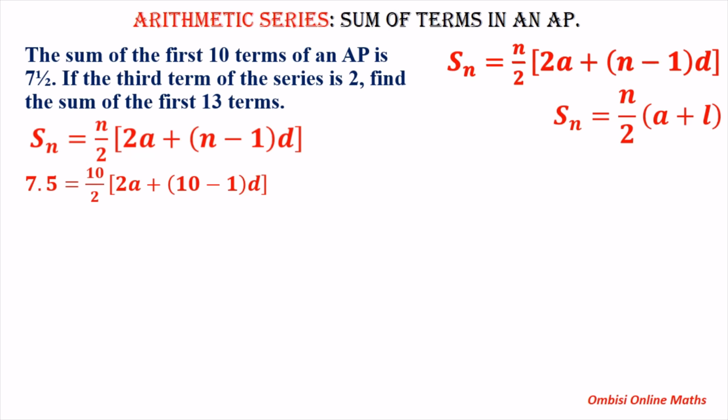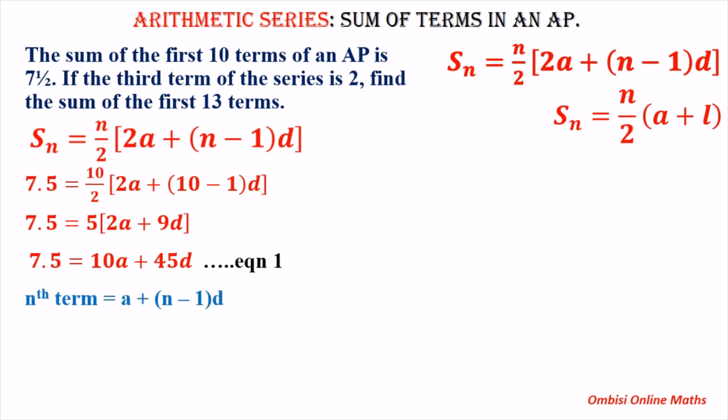So, solving this one, we'll get 7.5 equals 5 into brackets 2a plus 9d, which simplifies to 7.5 equals 10a plus 45d. And this one, we call it equation 1. Now, you've also been told that the third term of the series is 2. Since it is an arithmetic progression, we know that to find the nth term, it is going to be a plus n minus 1 into brackets d.